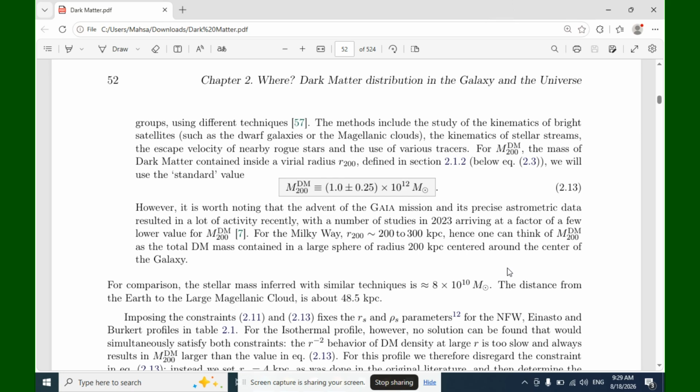However, it is worth noting that the advent of the Gaia mission and its precise astrometric data resulted in a lot of activity recently, with a number of studies in 2023 arriving at a value lower by a factor of a few for the M200^DM. For the Milky Way, the radius R200 is equal to 200 to 300 kpc. Hence, one can think of M200^DM as the total dark matter mass contained in a large sphere of radius 200 kpc centered around the center of the galaxy.